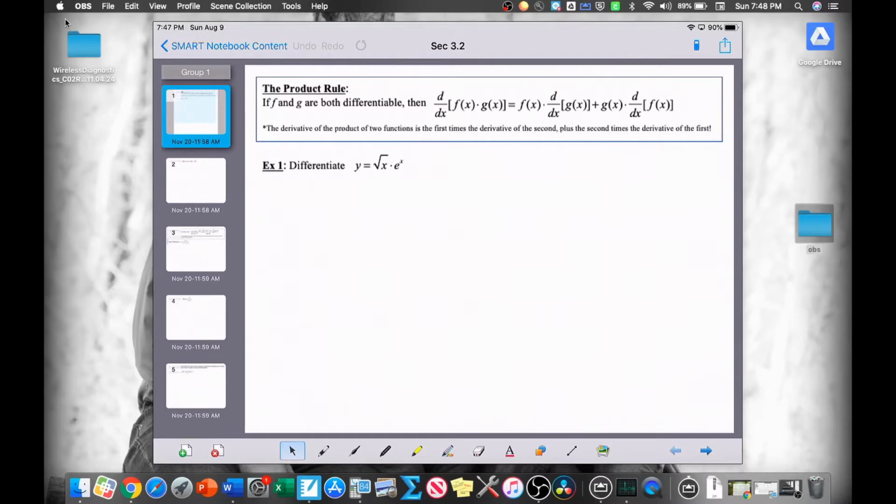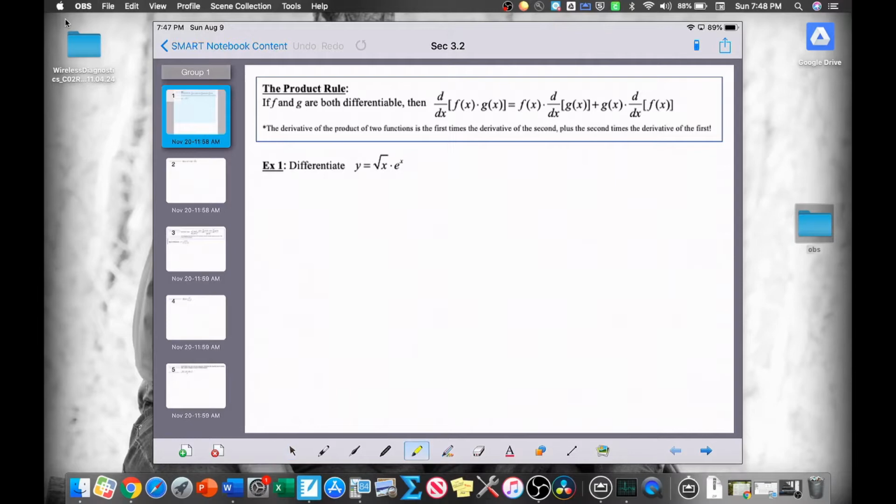Most of the time these functions are polynomials, though they do not need to be necessarily. But the first rule, the product rule, talks about how to differentiate when two functions are being multiplied together. And this is the product rule.